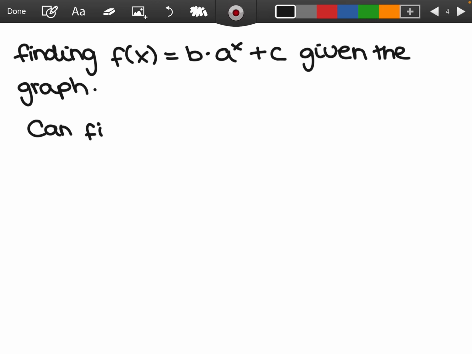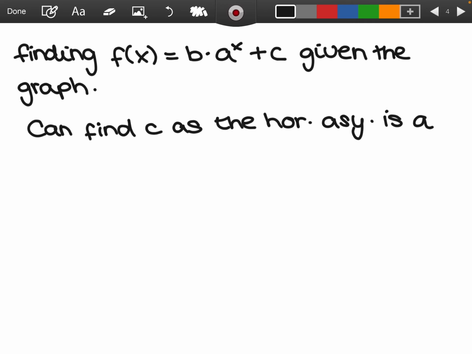Well, we already know that we can find c by looking at where the asymptote is. So we can find c as the horizontal asymptote is at y is equal to c. So that's an easy value to find. Once we have found c, I need to find b and I need to find a.